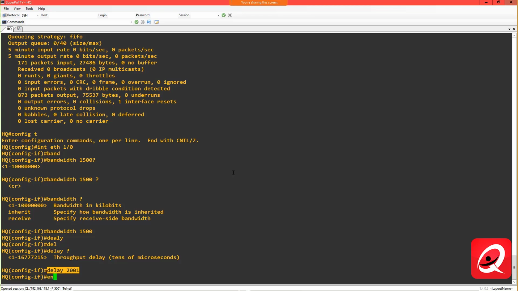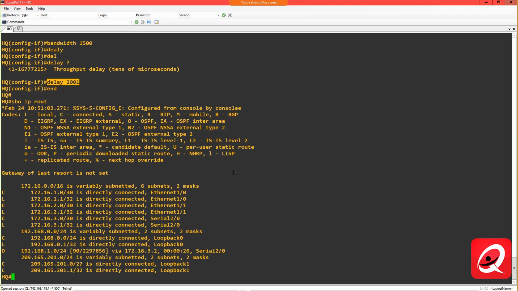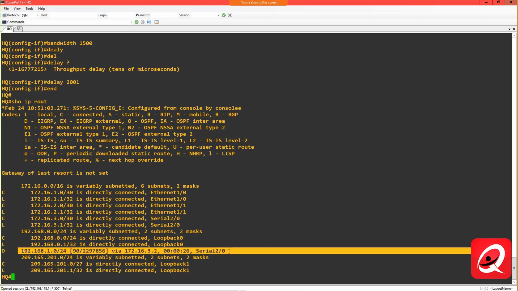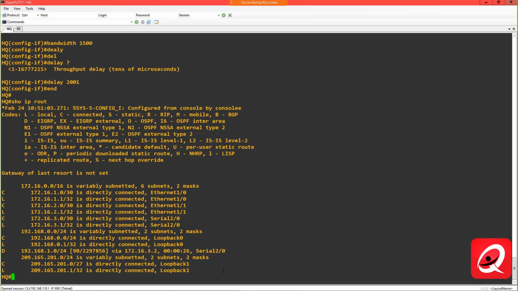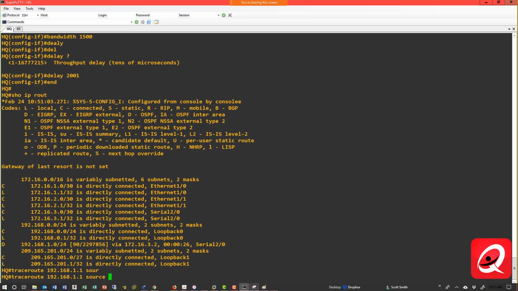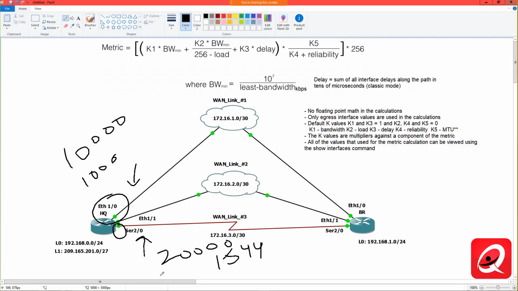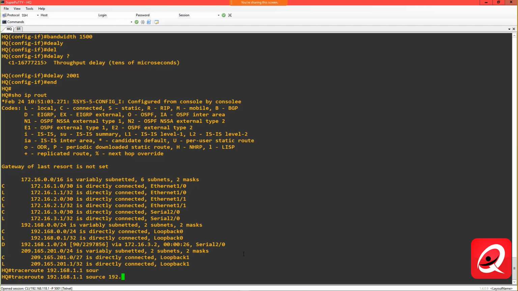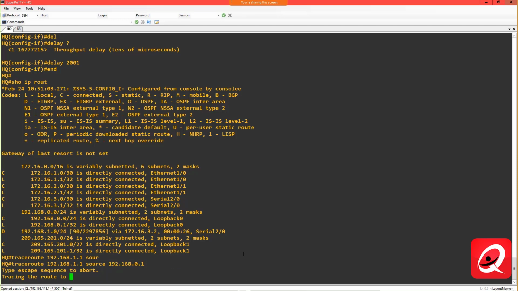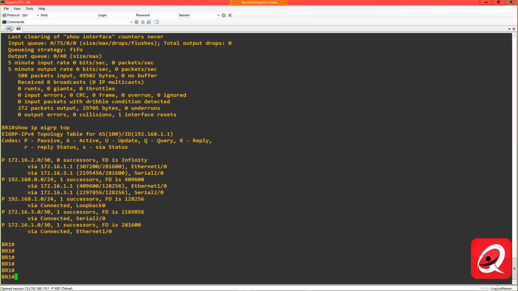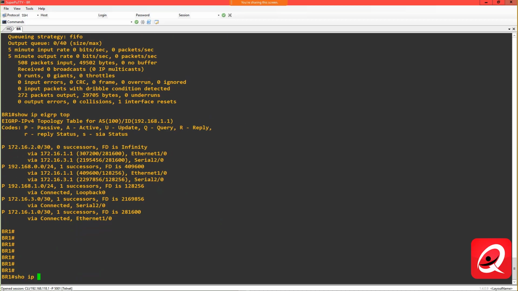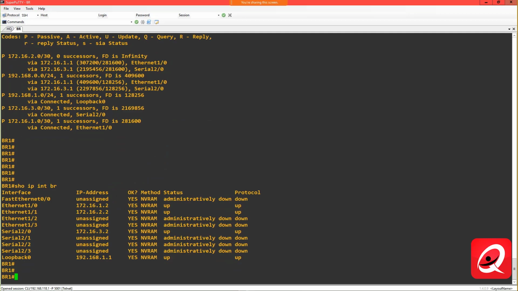Okay? So if I do a show IP route, I can actually see here that this EIGRP route is now preferring the serial link to go back to that loopback. So if I do a trace route to 192.168.1.1 source, let me get my diagram here, 192.168.0.1 most likely. I think it's 1.1. Let me make sure. Show IP interface brief. It is 1.1.